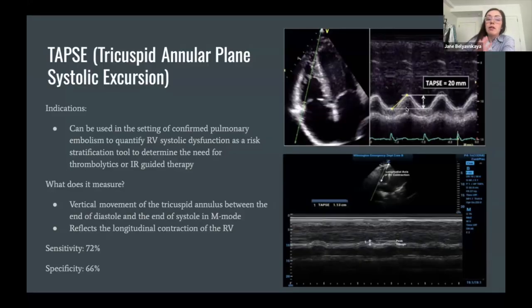A number greater than 1.6 to 2.0, there's kind of a debate on this number, is considered normal. So it makes sense. The less that your tricuspid annulus moves, the less that your RV free wall moves, the greater the RV dysfunction. This is not the best study. So you see that it only has a sensitivity for right ventricular dysfunction of about 72% and a specificity of 66%.